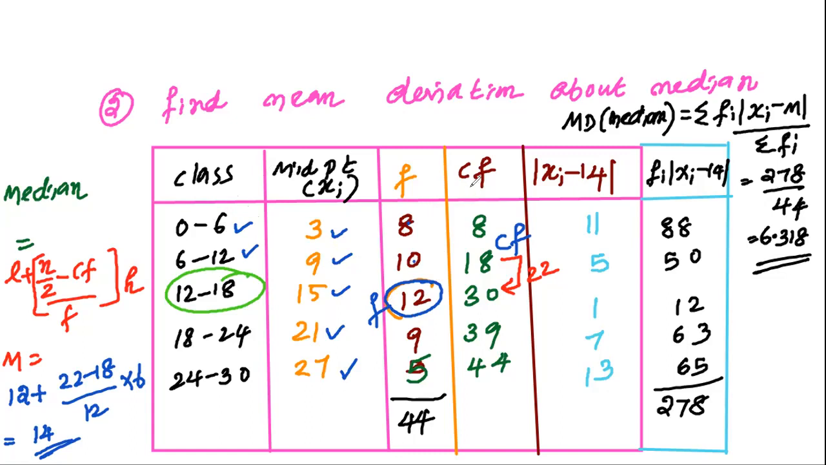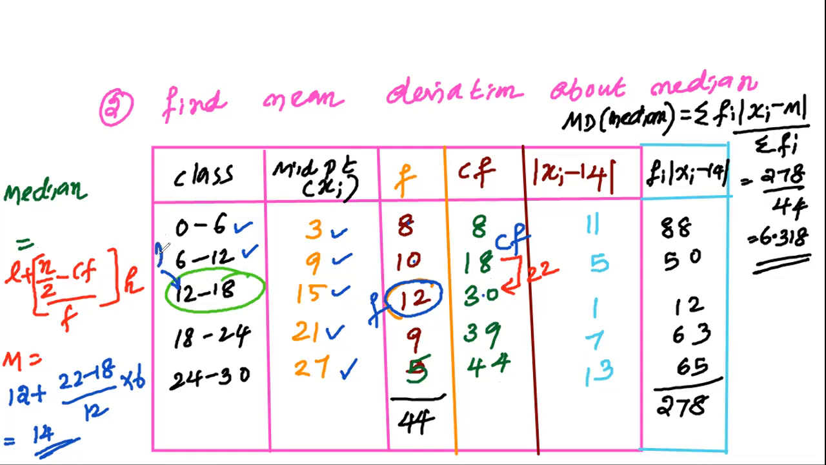So in order to find the median, first of all, we know that we have to draw the CF table: 8, 8 plus 10 is 18, 18 plus 12 is 30, 39, 44, like that. To find the median of this grouped data, normally we use the formula median equals L plus (N by 2 minus CF) by F into H. That formula we have learned in grade 10 standard. You can see that the total is 44, right? Its half is 22. That 22 comes between 18 and 30. So we can see that this 12 to 18 will be the median class.